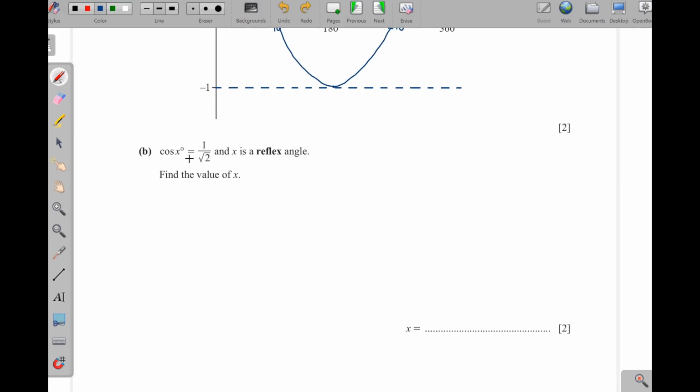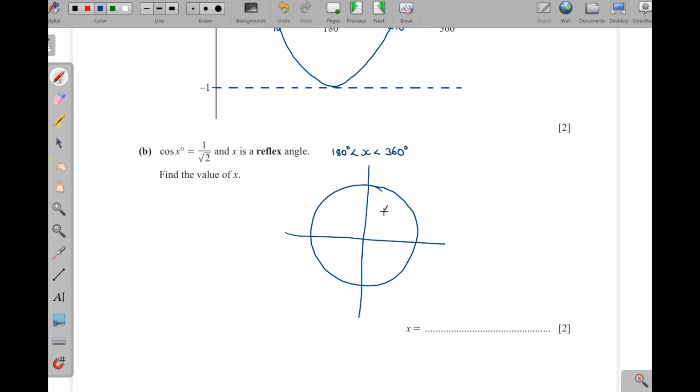Then part B, cos of x is 1 over root of 2, and x is a reflex angle. So if it's a reflex angle, that means it is greater than 180, okay? And let's say less than 360 degrees. You see that? So that means when we draw our unit circle, I've always used this unit circle.